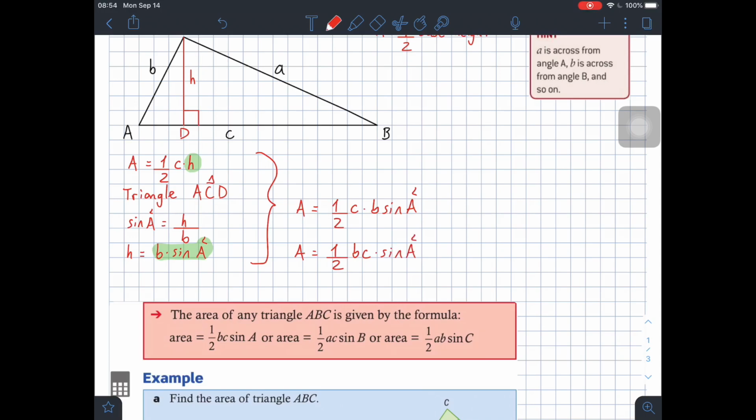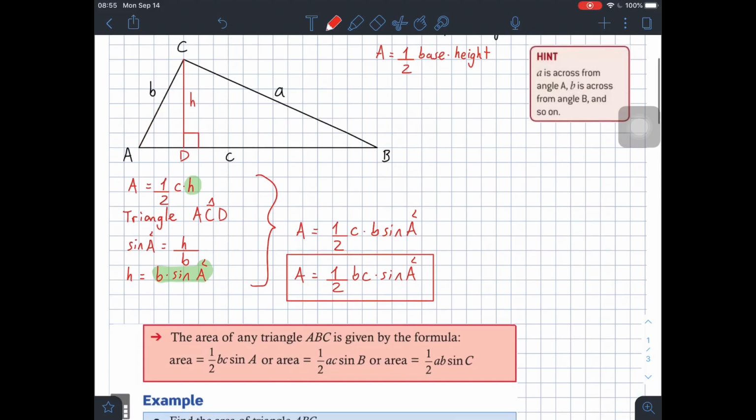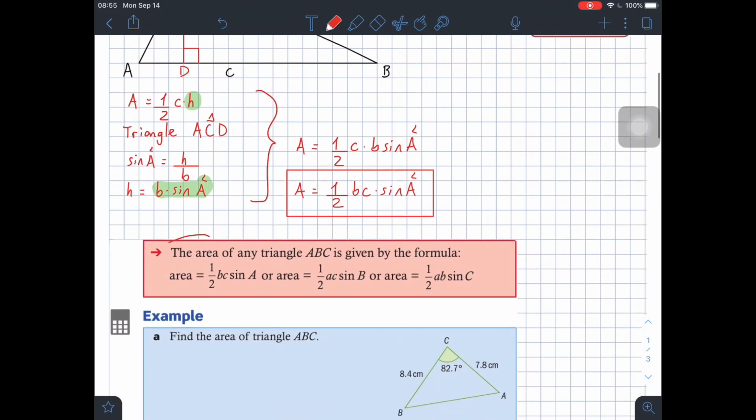And this is a general formula to find the area of any type of triangle. Right angle triangle, acute triangle, obtuse triangle, and so on. For any type of triangle, the only thing I need is two sides and the angle which is in between, okay? So in this case, side B, side C, and the angle that is in between is angle A. So with that information, if I have those three pieces of information of any type of triangle, I can find its area, okay? So here it says, the area of any triangle ABC is given by this formula.